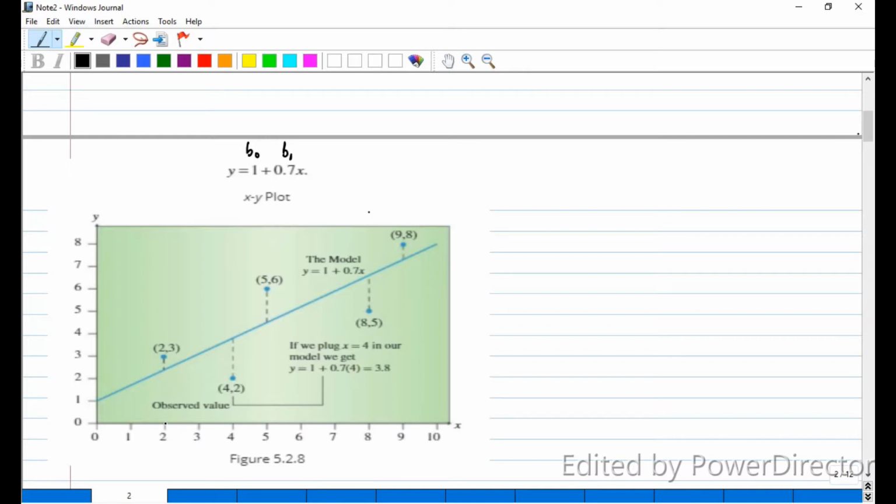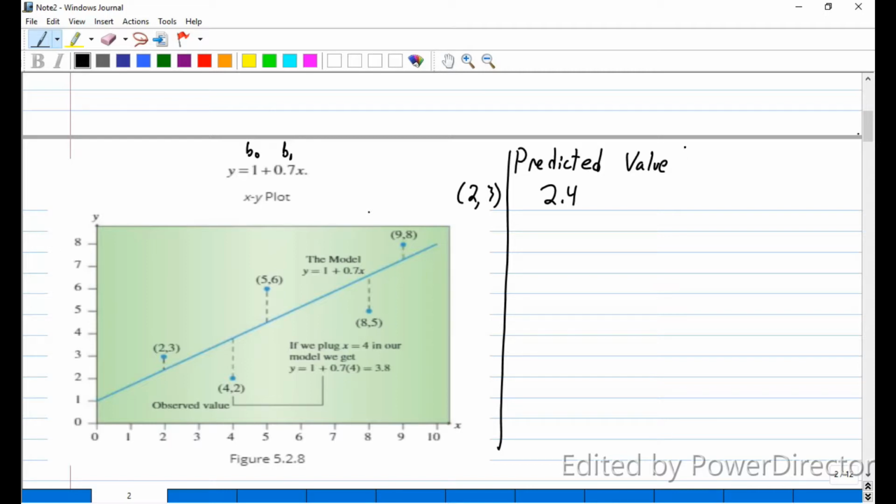For example, if I plug in a 2 into this equation, then my predicted value is whatever I get when I plug in a 2. So let's go through each value for x, or for each point. This is the point 2, 3. The predicted value, if I plug in a 2, is going to be 1 plus 0.7 times 2. So that's 1 plus 1.4, or 2.4. So the predicted value at this point when x equals 2 is 2.4.